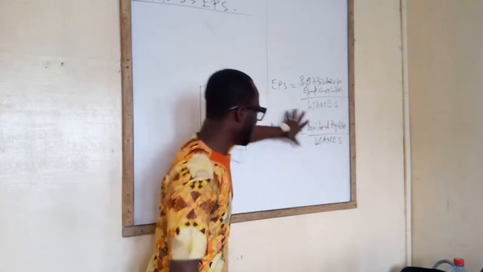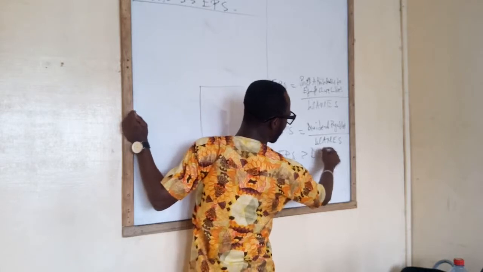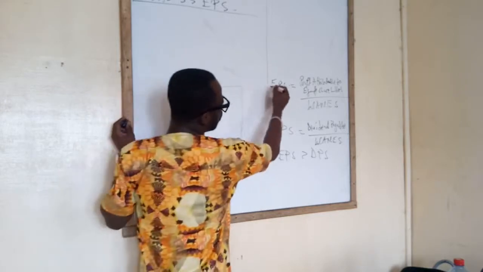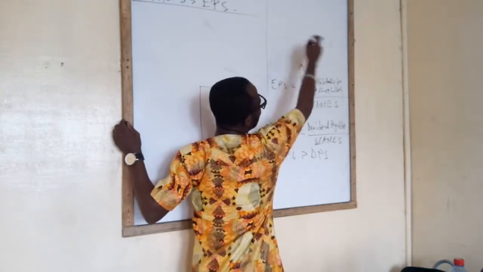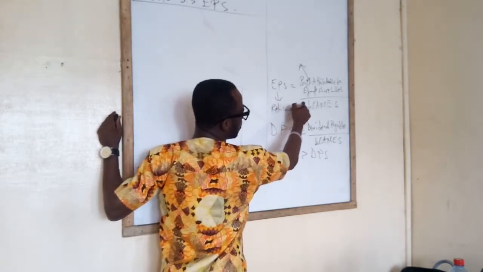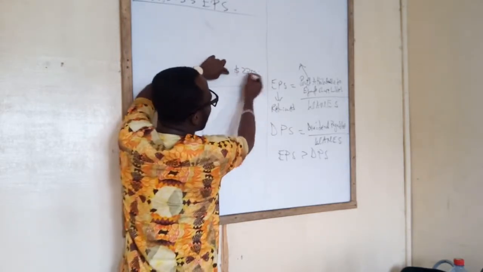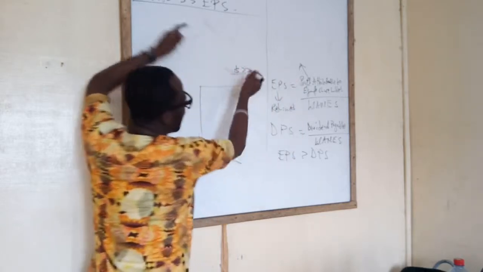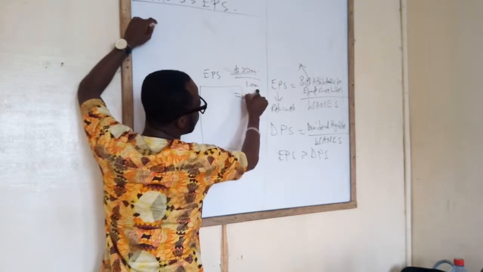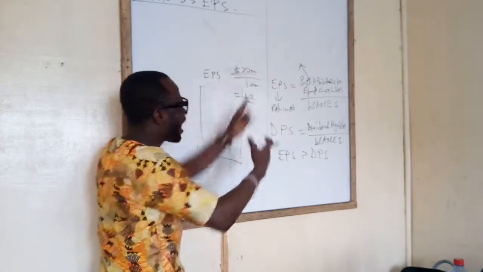Now, what does that mean? Always, the earnings per share is greater than the dividend per share. Do you agree? Why? Because it is not all profits made that are paid as dividend. Some of the profit will be retained. So for instance, the company may make a profit of 20 million, and the company has 10 million shares, then the earnings per share will be that everybody will get $2.